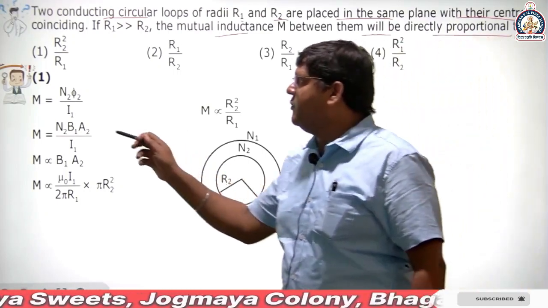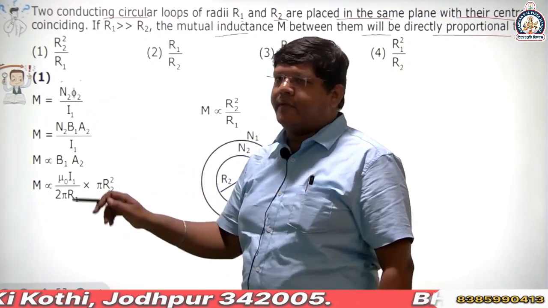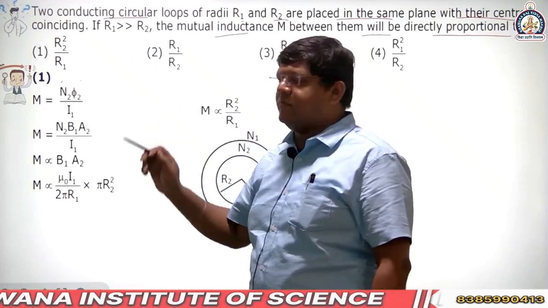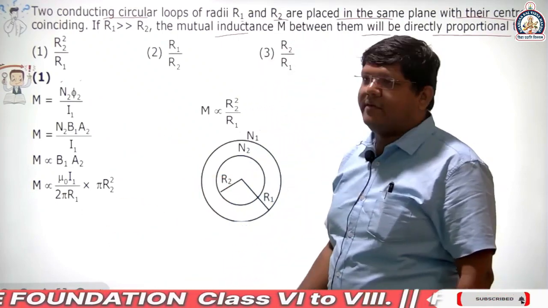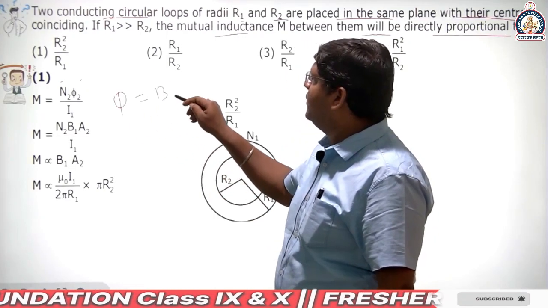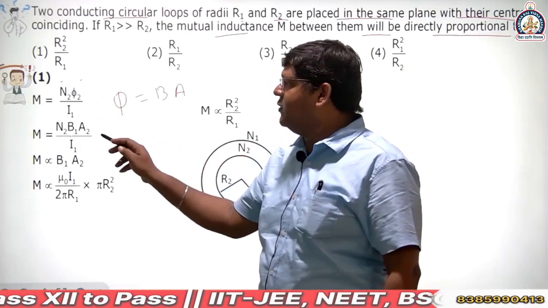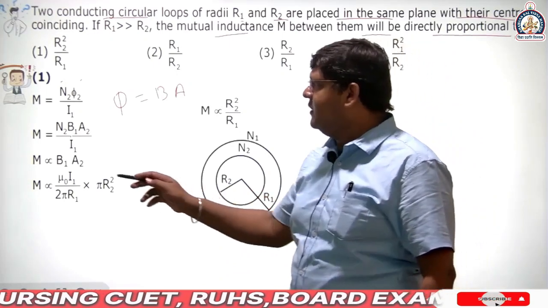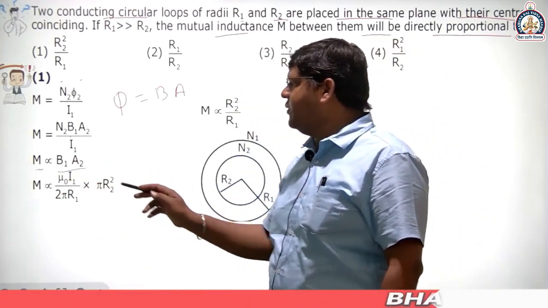Now the formula for mutual inductance is M equals N2 phi 2 upon I1. N2 means number of turns of the second coil, phi 2 means flux of the second, and I1 means current. Now putting the value of phi, flux is nothing but the product of magnetic field and area, so the value of phi 2 is B1 into A2. So this relation says mutual inductance is proportional to B1 into A2.